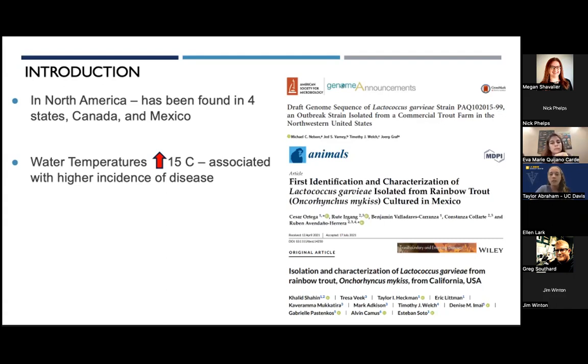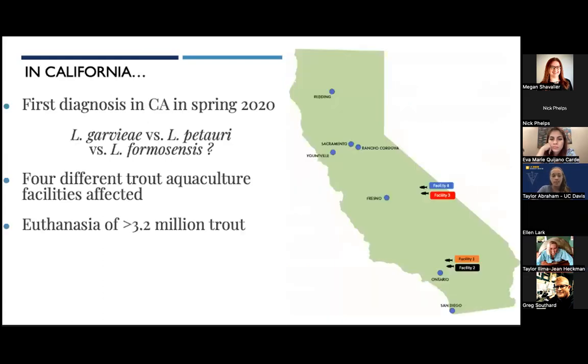Most of the work has been done on L. garvieae, as I mentioned, since this is the first one that was identified. And this bacteria has been shown to have a high incidence rate of disease in trout when they're housed in water temperatures higher than 15 degrees Celsius. So often in the summer months is when we're seeing Lactococcus outbreaks. But as climate change is increasing our global temperatures, we are seeing seasons and water systems with higher temperatures for longer periods of time. So this is leading to a longer transmission period of this disease.